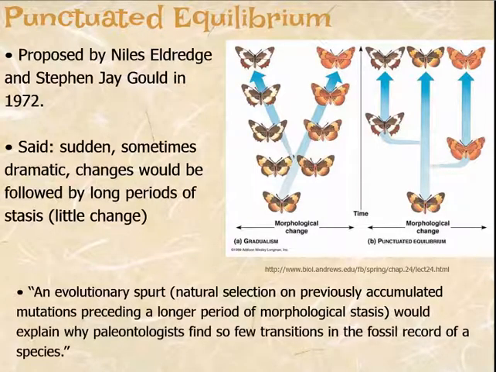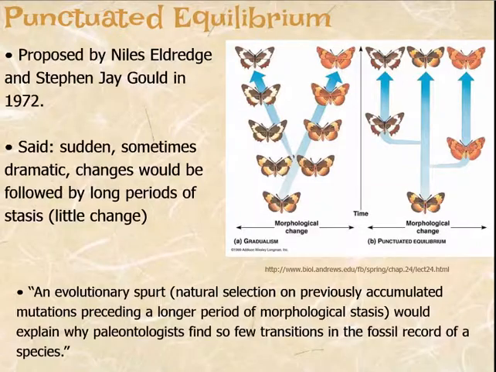Here's the quote: an evolutionary spurt, natural selection on previously accumulated mutations preceding a longer period of morphological stasis, a lot of fancy words, would explain why paleontologists find so few transitions in the fossil record of a species. So in essence, what they're saying here is that mutations aren't gradually adding up. Mutations happen suddenly in a burst, and then there's not very many mutations for a time. The question is why, and what would cause this sudden dramatic change in an organism's morphology, their shape? What would cause that sudden change and then allow them to remain the same for a long period of time?